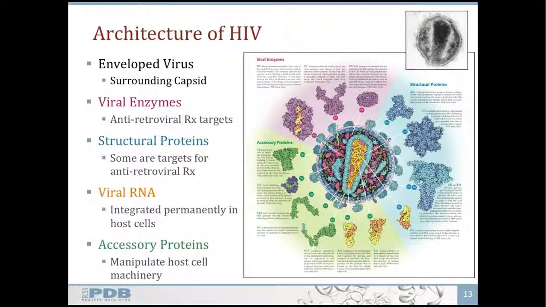So again, for reference, here's the electron micrograph of the virus. You can see the nucleocapsid, the storage vehicle for the viral genome. You can see the envelope. You can see the spikes. So what do we know about this anatomically?